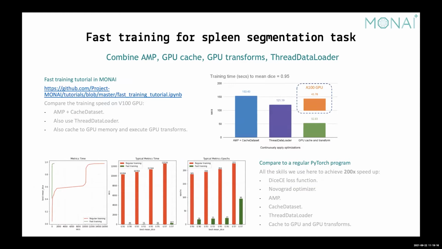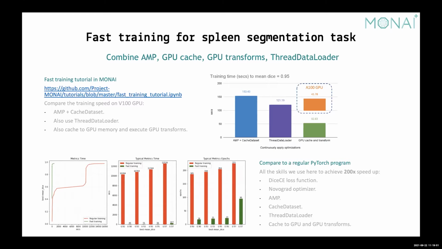So here we use the spleen segmentation task as an example. When testing on a V100 GPU, we first applied the cache dataset and AMP. The training time to achieve 0.95 mean dice is 153 seconds. Then we replaced the PyTorch data loader with the thread data loader, and the training time decreased to 121 seconds.